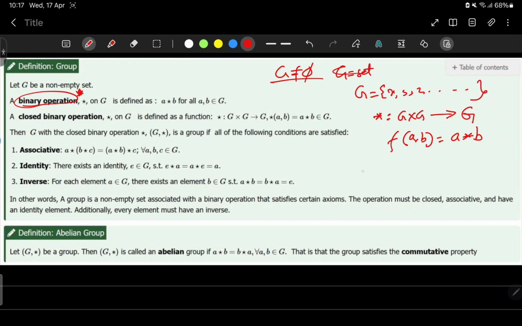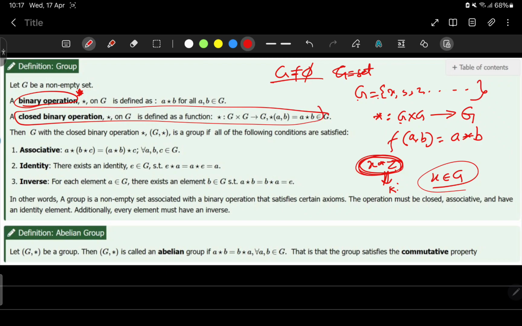What is the difference? A closed binary operation is one such that if you take two elements from the group, that is what Cartesian product means, and you do the operation on them, let's say x comma z, then x star z produces one element, let's say k. That k must belong to G. After the operation it should also belong to the same set. Then it is called the closed binary operation.